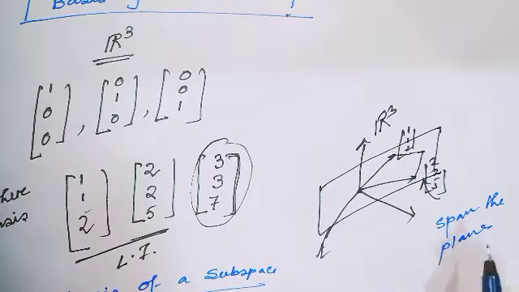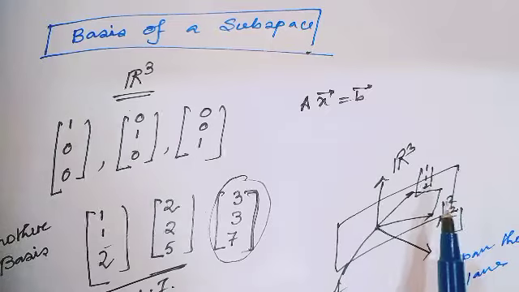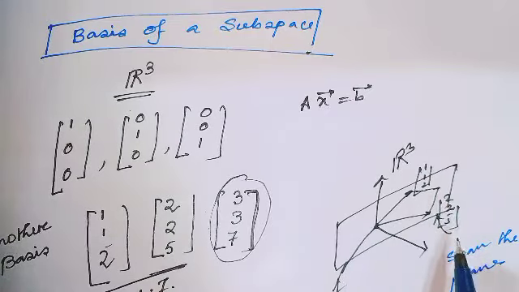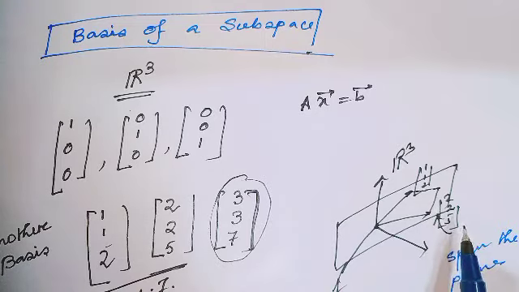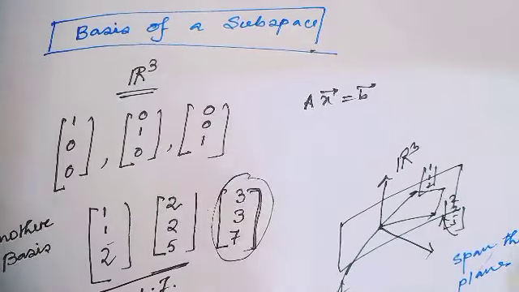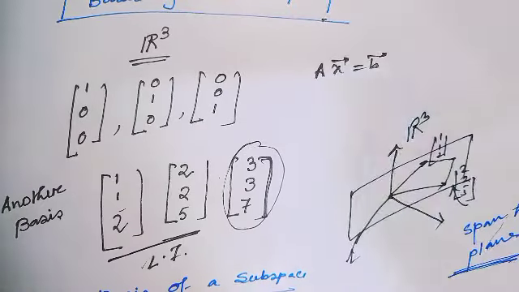So this is obviously a subspace of R3. These two vectors (1, 1, 2) and (2, 2, 5) are linearly independent and span this plane. That means these two vectors are a basis of this subspace. Here the subspace is the plane in R3.